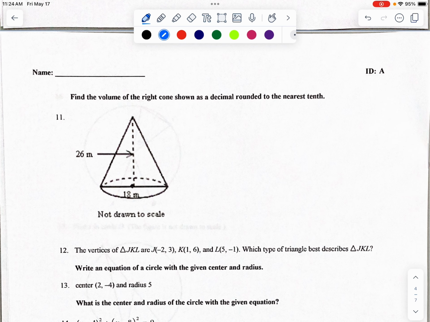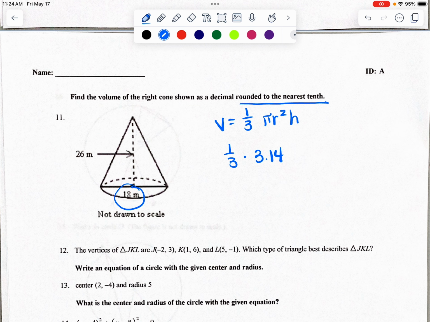Number 11, the volume of a cone is basically the same as the last formula. We just know that the base happens to be a circle. So it's 1/3 times pi. Now this time it does say round to the nearest tenth, so I'm going to use 3.14 for pi. The radius is not 18. Remember, the radius is going to be half the diameter, so that's going to be 9 squared. And we can see that the height of the cone is 26.